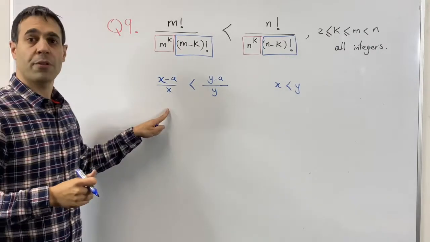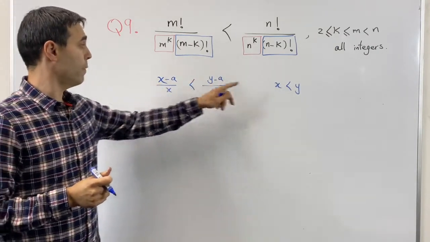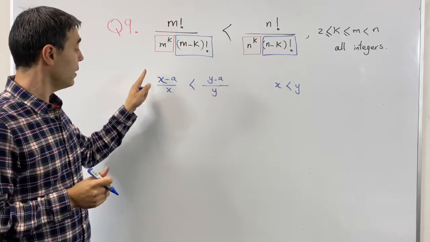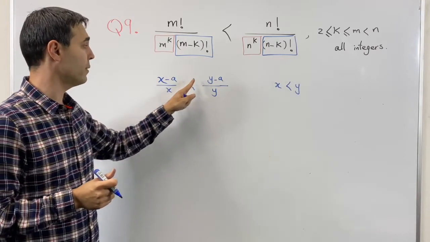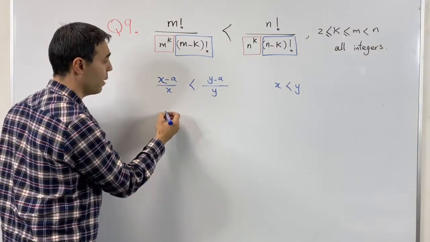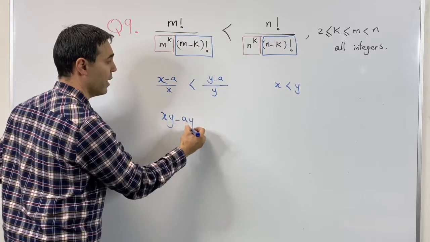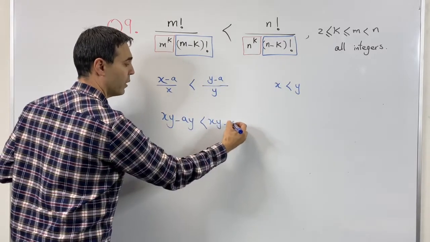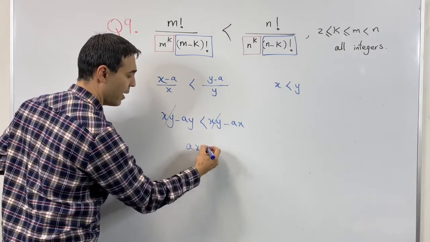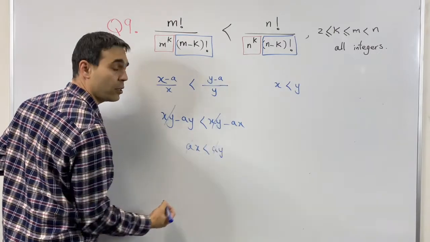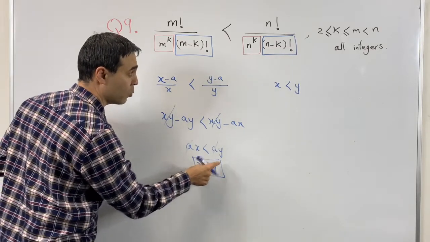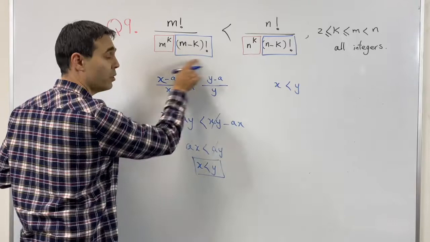Okay, so the general thing I want to show is, if I know x is smaller than y and a is positive, is it really true that x minus a divided by x is smaller than y minus a divided by y? Cross multiply these two, and what you're going to get is xy minus ay is smaller than xy minus ax. These two xy terms cancel each other out. Rearrange this, you're going to get ax is smaller than ay. Again, cancel a, and then you come up with your assumption. So yes, since x is smaller than y, which is what we had, we always know this is true.